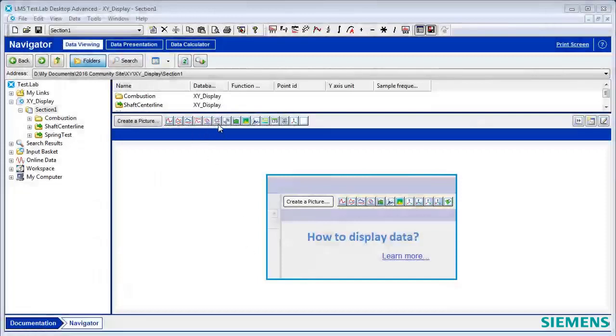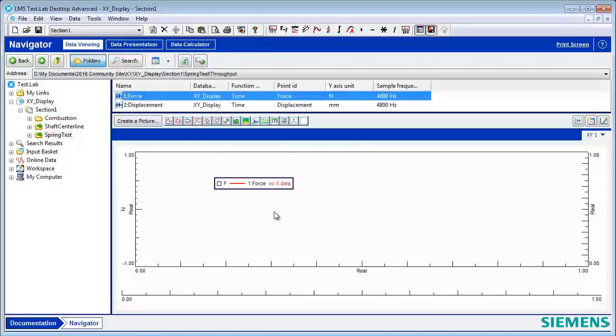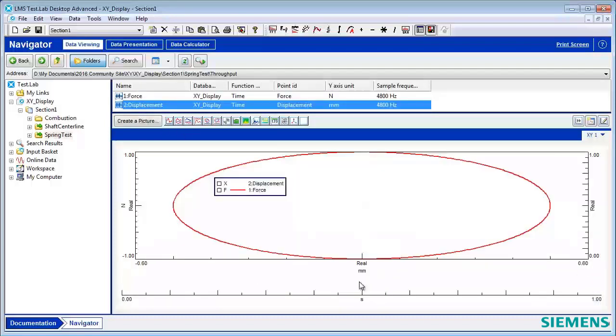The XY display can be used to plot two channels of data against each other. Here, for example, we have some force displacement data. So we're putting force on one axis, displacement on the other, and we can see them against each other.